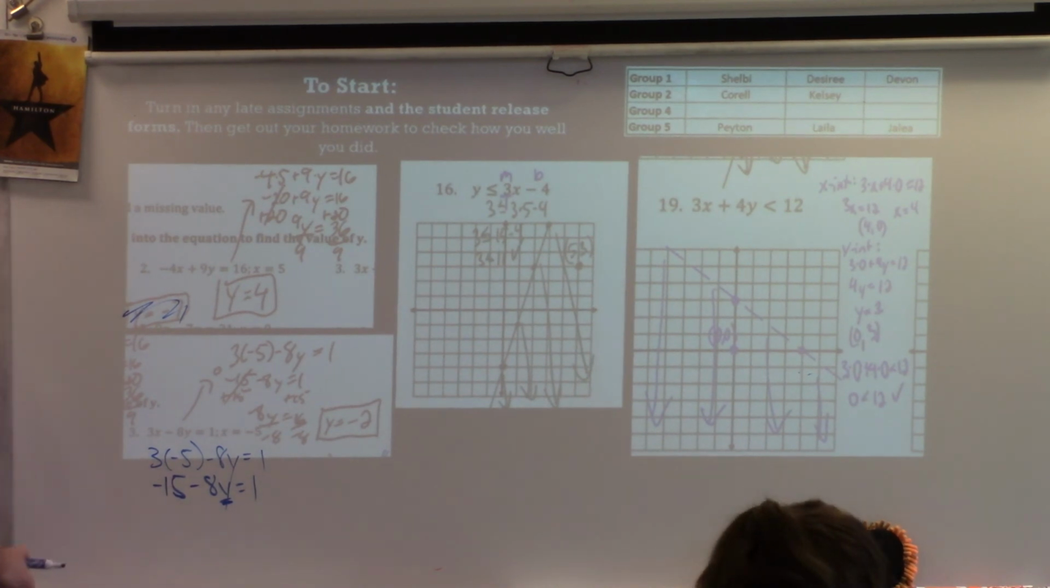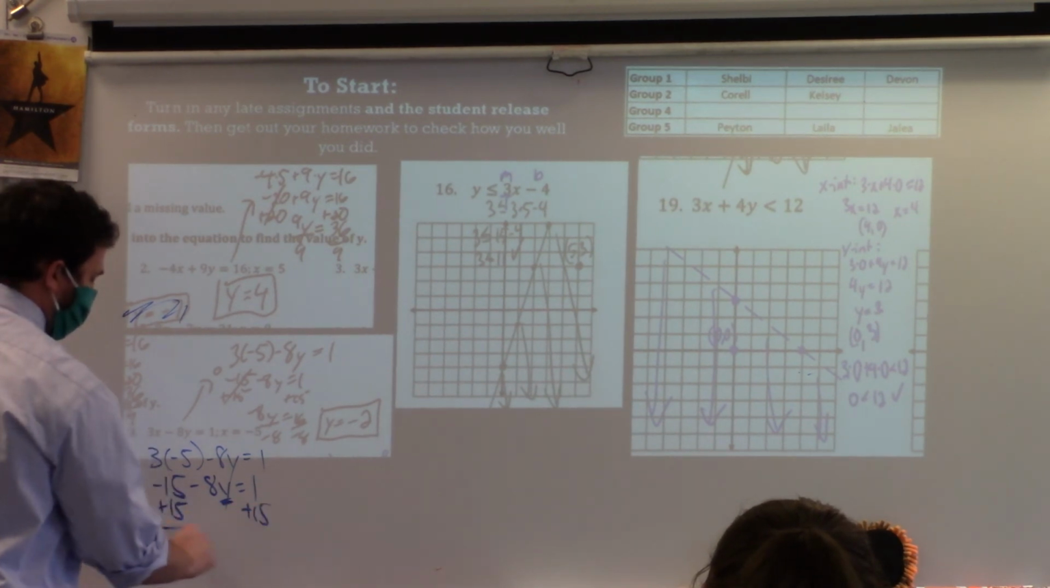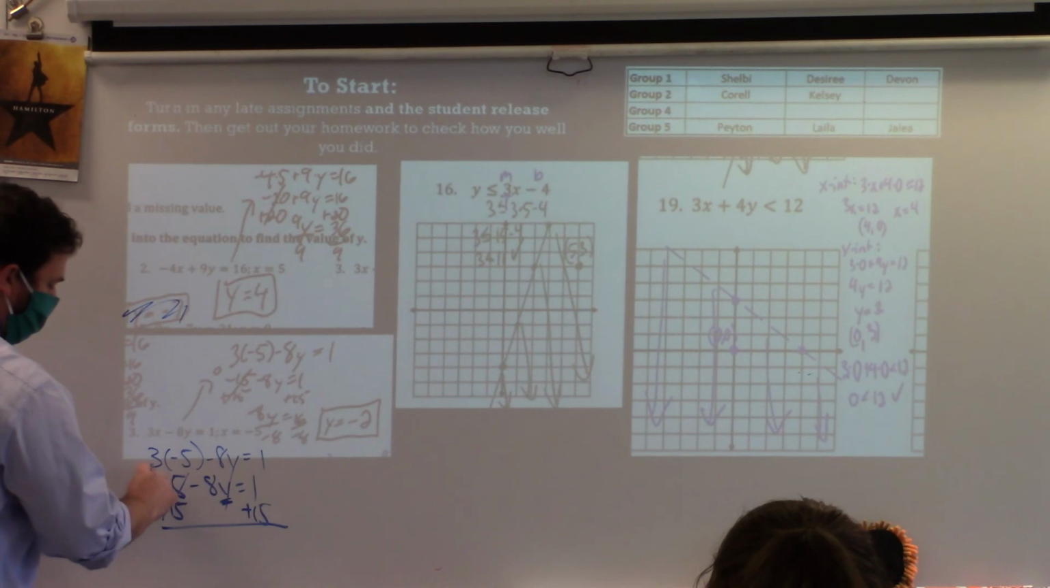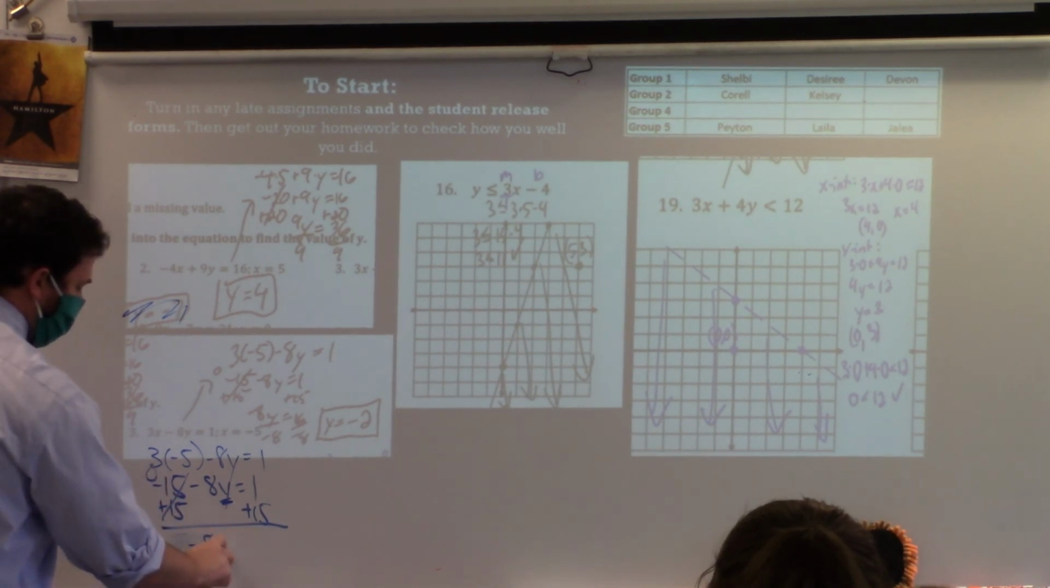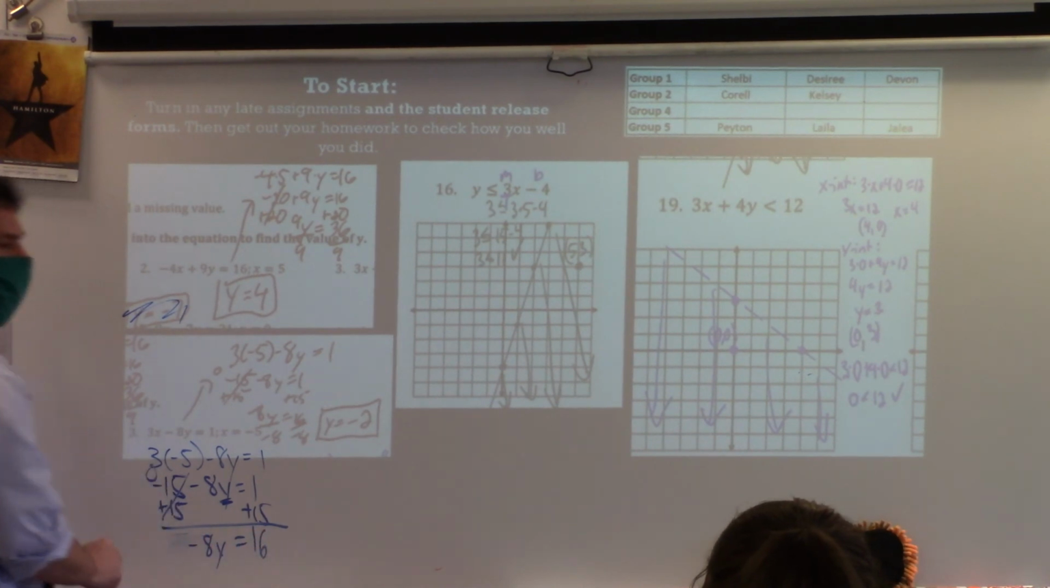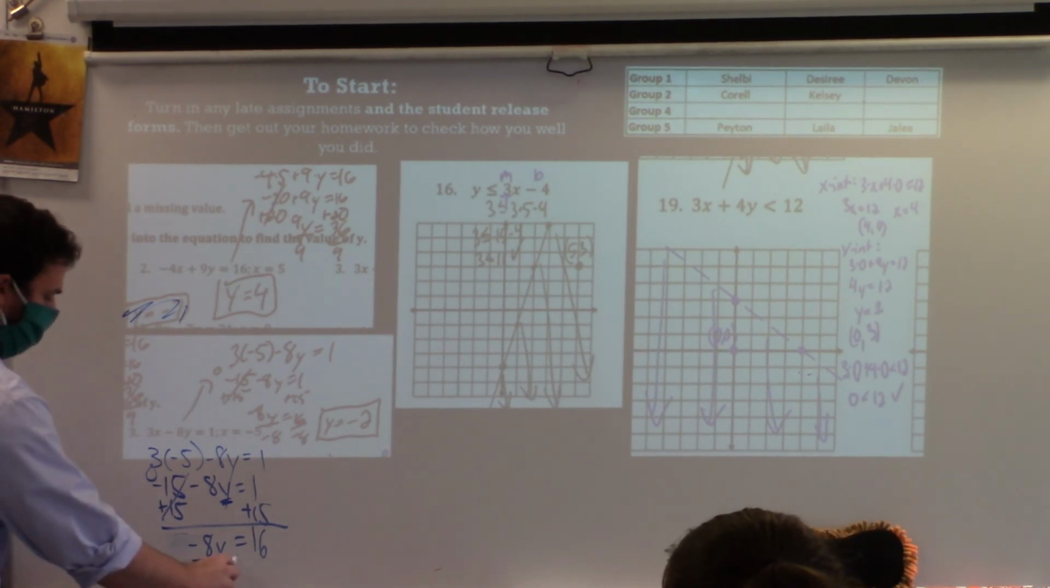So, Kelsey, what did you say? Oh, I said add 15. Corel, what is negative 15 plus 15? 0. Is that getting us closer? So 0 minus 8y is just negative 8y. Am I now closer to solving for y, getting y completely on its own? Now what would I use?